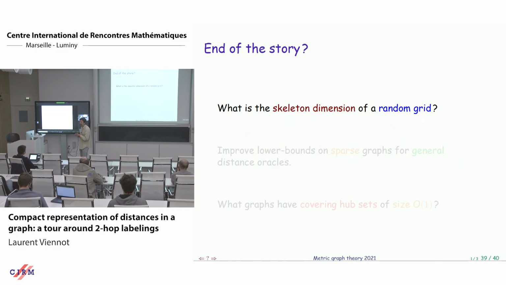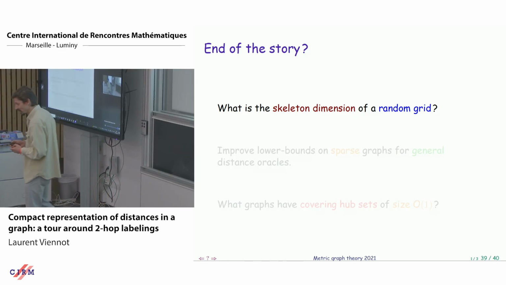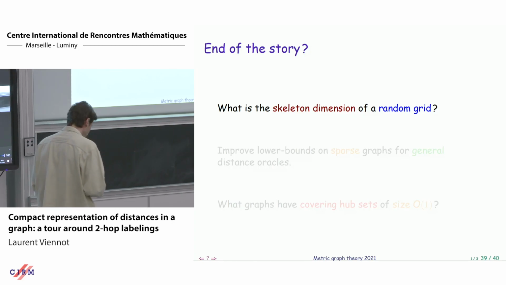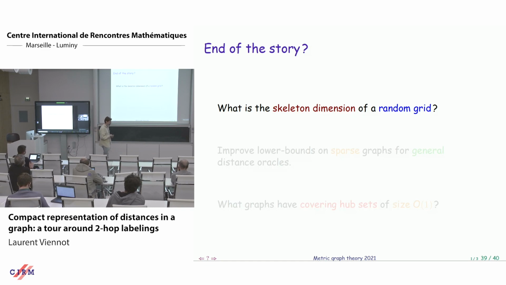So is this the end of the story? As I said, there are some open questions. One is the skeleton dimension of the grid. Another question is whether you can construct these hub sets in subquadratic time, because in the construction I showed, you have to compute all shortest path trees of your graph. So this will typically require quadratic time for constructing this 2-hop hub labeling.